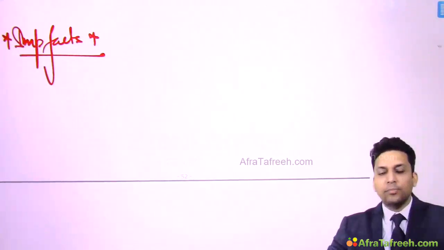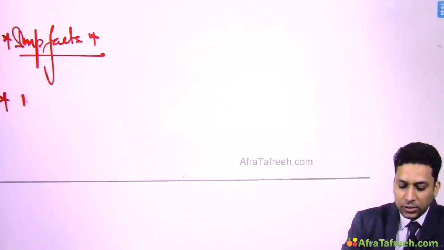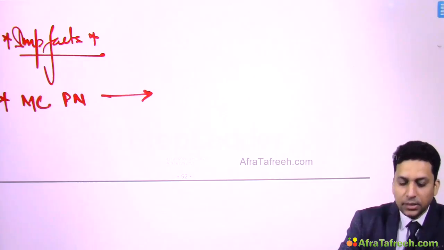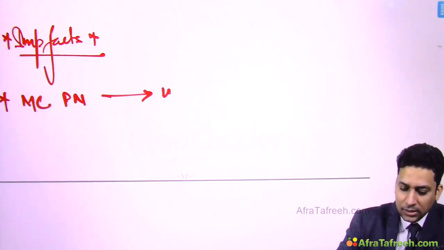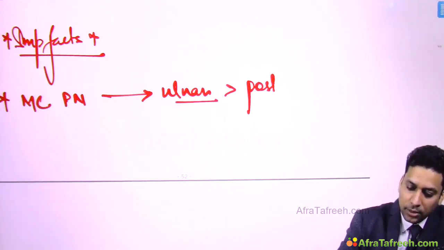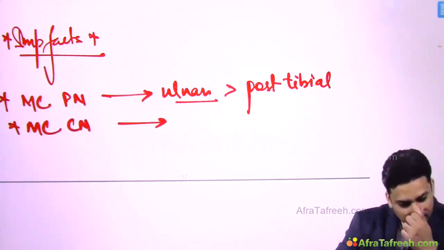Now let us write down a few important facts. Sometimes these questions are asked directly in the exams. They might ask you which is the most common peripheral nerve involved in leprosy. Answer is ulnar, followed by posterior tibial. If they ask you which is the most common cranial nerve involved in leprosy, answer is facial.